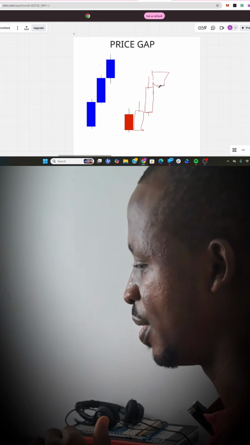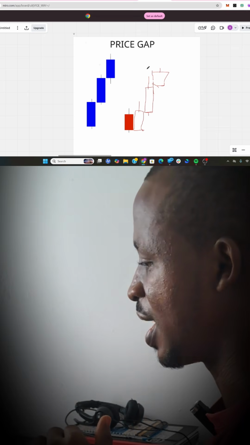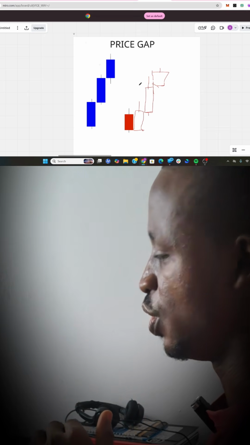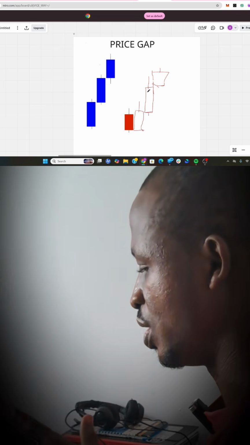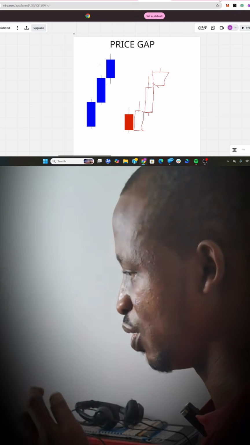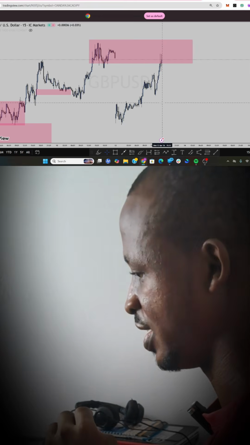Whenever there's a gap, have it in mind that the price will likely continue in the opposite direction to fill the gap, you understand? Let's go to the board. Let me show you a real life example. Let's go to the chart. Let me show you a real life example.